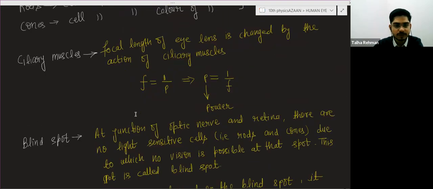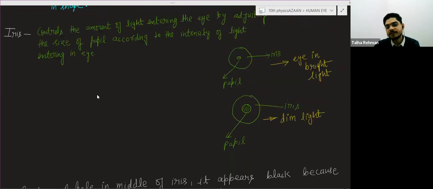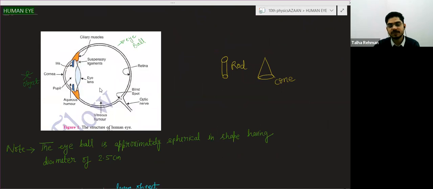So basically, you can say that this space between the eye lens and the retina is filled with a jelly-like substance, and that substance is transparent. What is the meaning of transparent? It means you can see the object through that. This glass is transparent. This lens is transparent. That is why I am able to see through this lens.